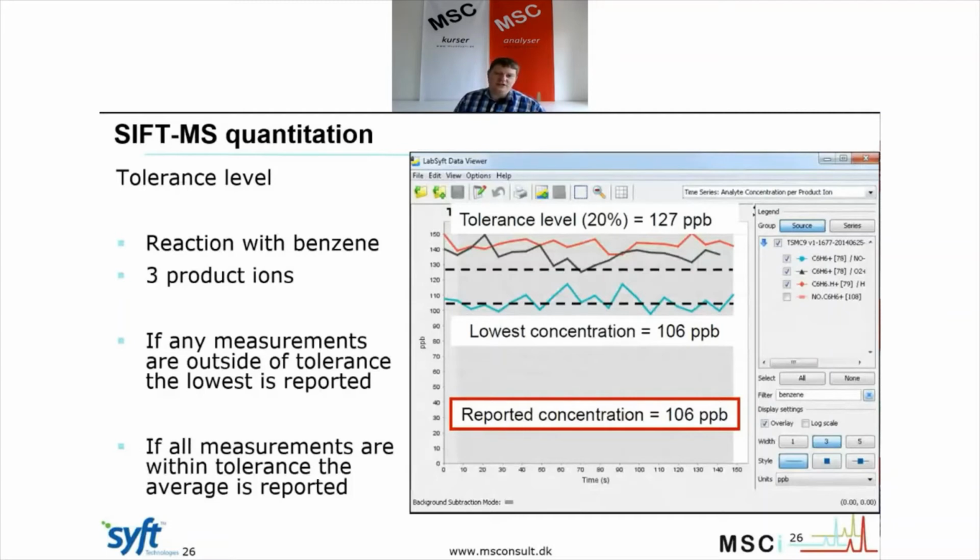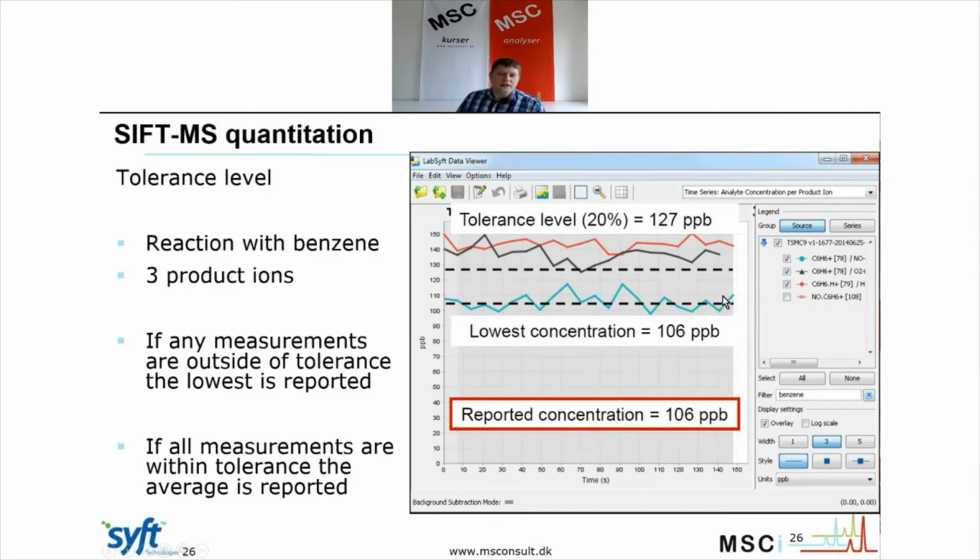Then you can set tolerance levels. Because for instance here, we have measured for benzene with NO+, O2+, and H3O+. We have set a tolerance level of 20%, that's the default. And as we can see, H3O+ and O2+ signals are above the NO+ signal by more than 20%. This means that it assumes that these are higher because of an interference, and it reports the lowest one, the NO+ signal.